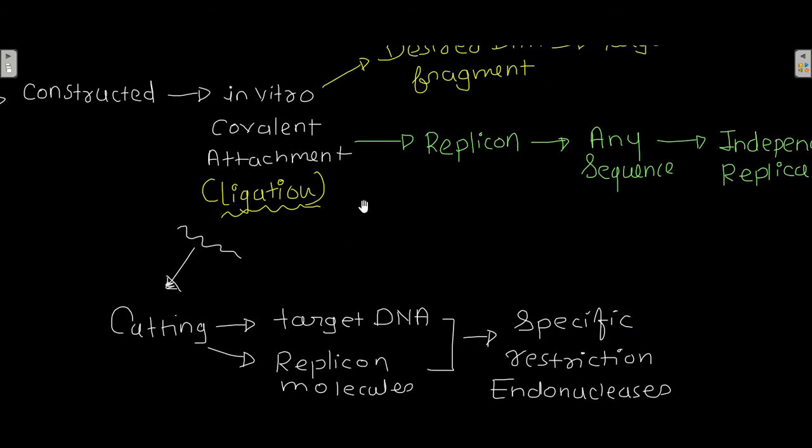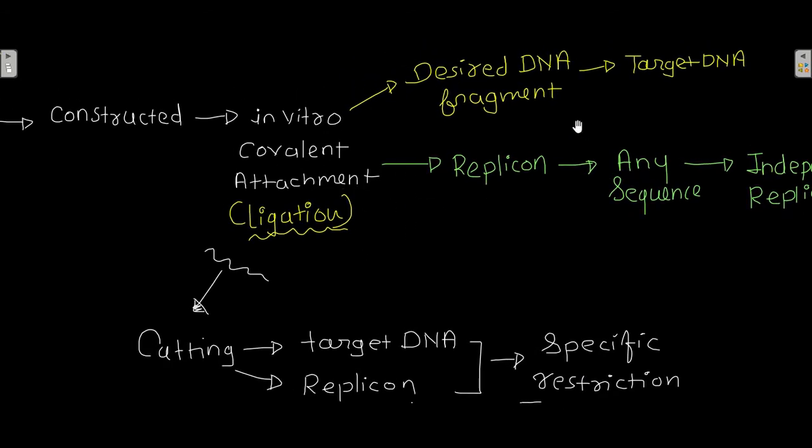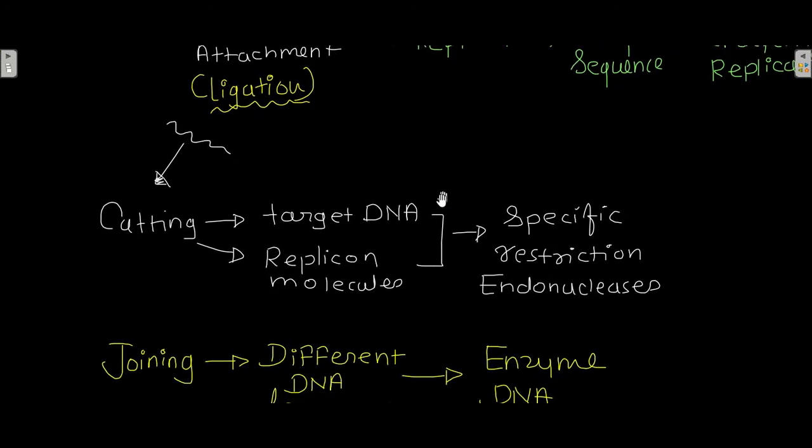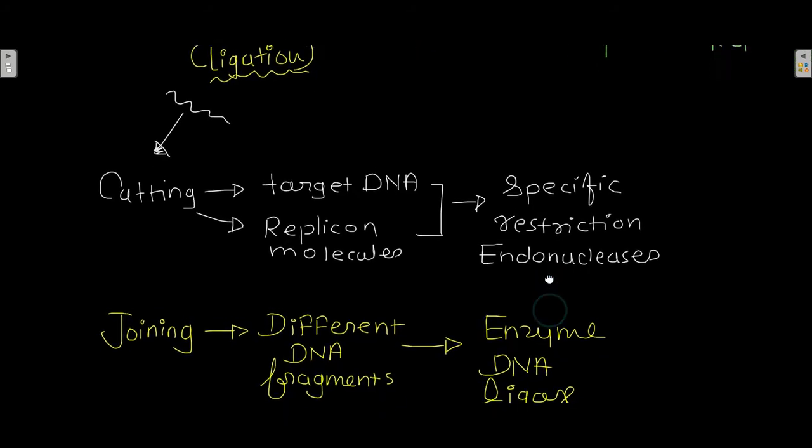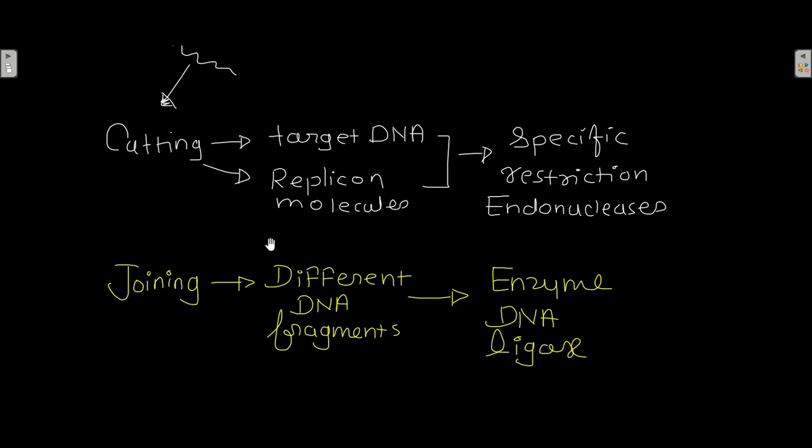Now, this attachment of the desired DNA fragment with the replicon is facilitated by cutting the target DNA and the replicon molecules with specific restriction endonucleases. And then there is joining of these different DNA fragments with the enzyme DNA ligase. So specific restriction endonucleases are used to cut the target DNA and replicon molecules, and after that they are joined by the enzyme DNA ligase.